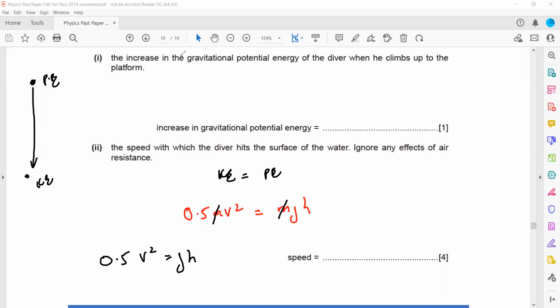You can also use this formula. It is only valid when the potential energy is equal to kinetic energy. And you don't need a mass here. You can just substitute the values to get the speed. Is it clear, this question? That is how we work out the speed of an athlete or a swimmer as he jumps from the platform.